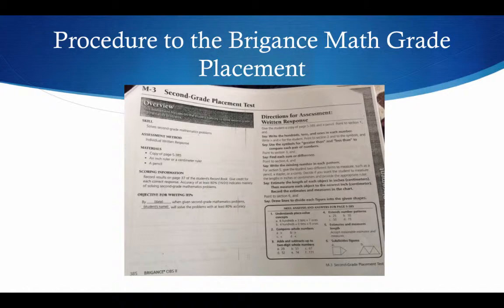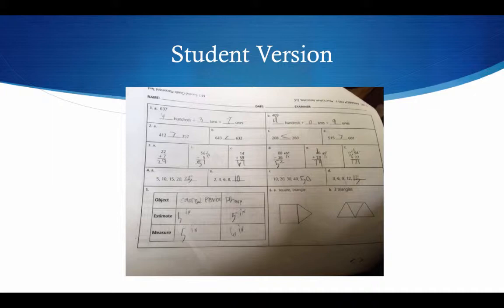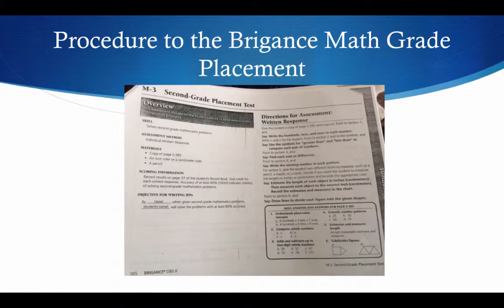The procedure for the Brigance math grade placement. So this picture right here is what a teacher would have, and then this is what a student would see. So going back, the teacher would read this to themselves. And so right now, if we look at the scoring information, we can see that for accuracy, they need to get 16 out of 20 right. They would need a 16 out of 20 in order to have mastery in solving second grade mathematics problems. So this is just a second grade placement test right now.